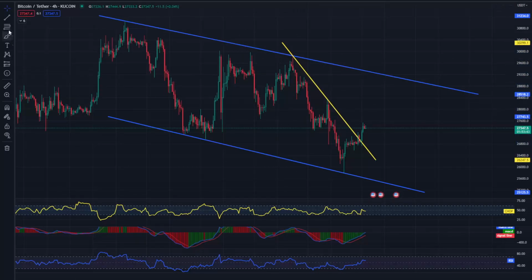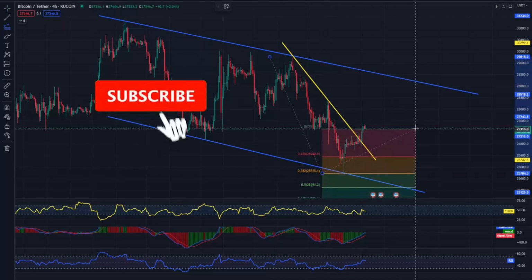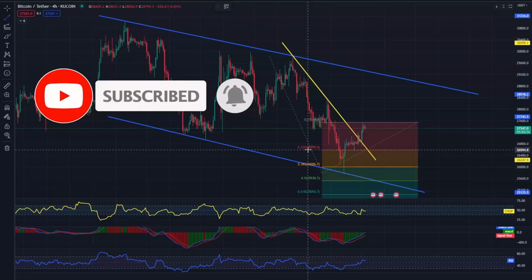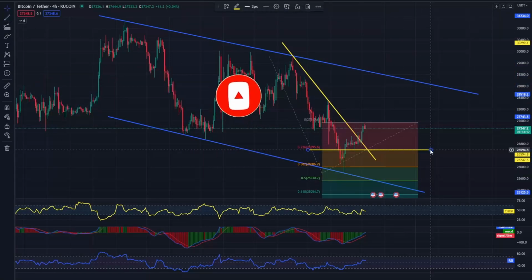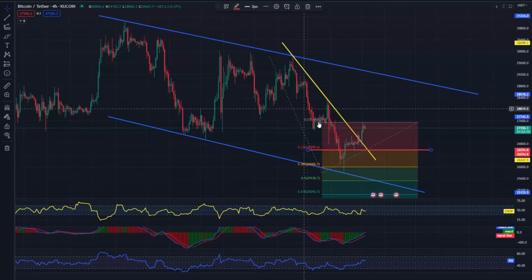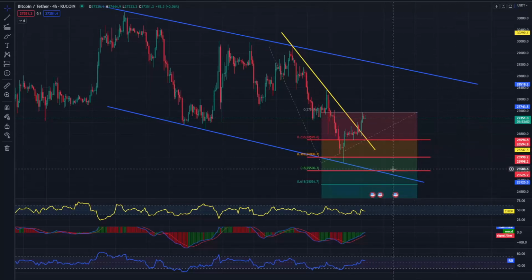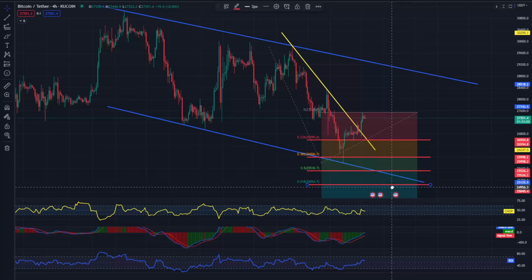Now we can move on to marking the places of support in the event of a correction. And here in the first place we have significant support at $26,595, but if the support does not hold the price, then we have another support at $25,998, then third support at $25,526, and fourth support at $25,045.